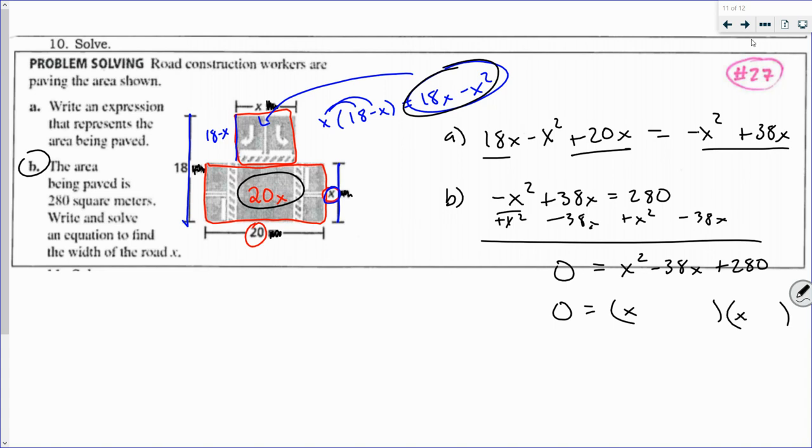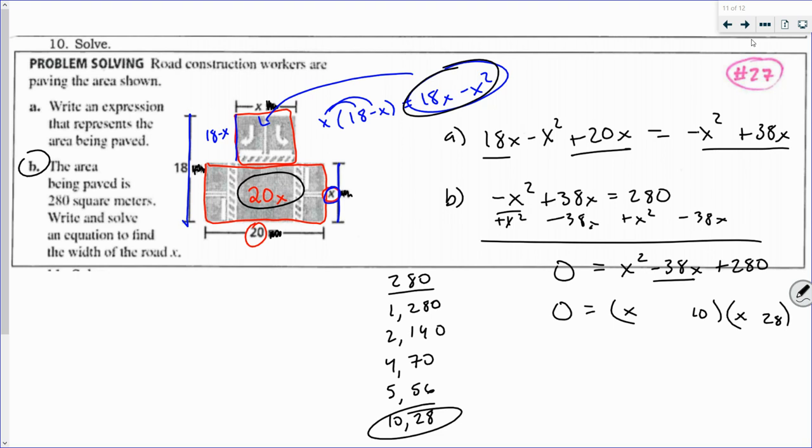Remember, x times x is x squared, and normally we just take the c term and we do things like 1 times 280, 2 times 140, 3 doesn't work, 4 probably works with 70, 4 and 70, 5 probably works, 5 and 56, so on and so forth. It ends up being 10 and 28 is the one we want because 10 times 28 is 280, and it also will equal 38. So 10 and 28. Then we just get our signs right.